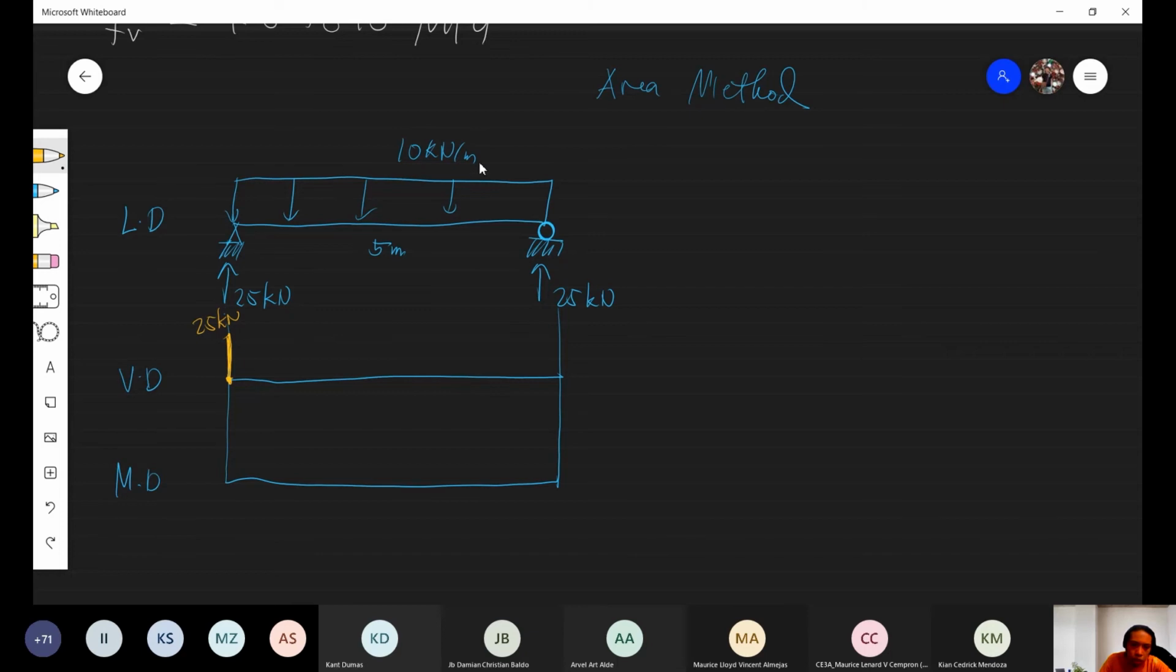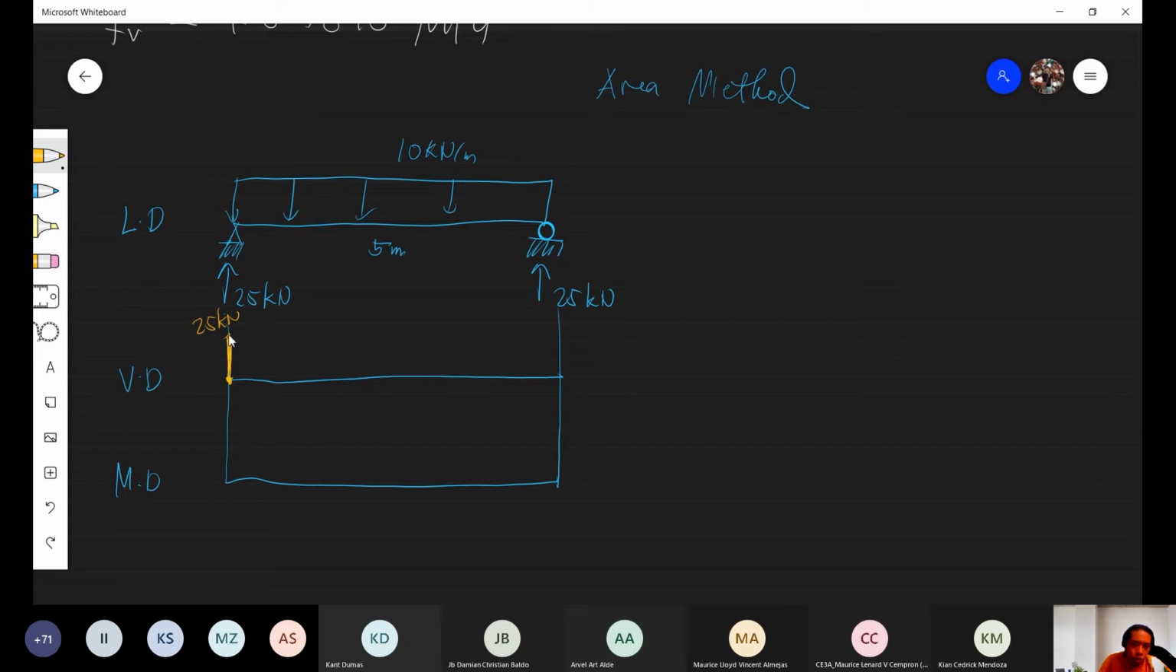Then the next point, there is nothing in between. If there were a load, you would have another projection. But there is none. So for the next point, you solve the shear value, the shear force. How can you solve for the shear here?